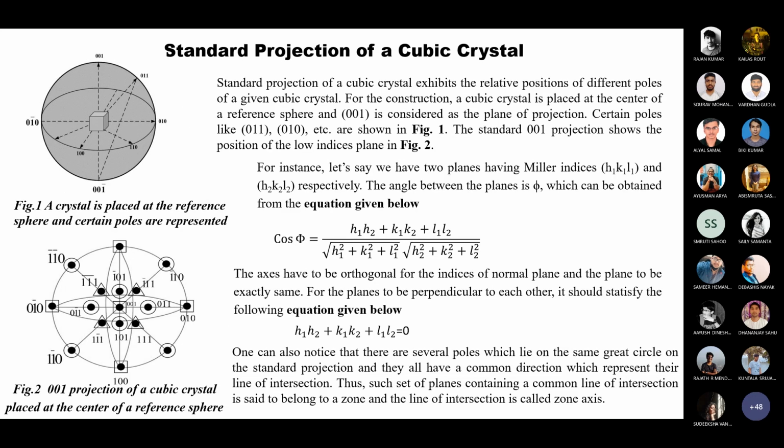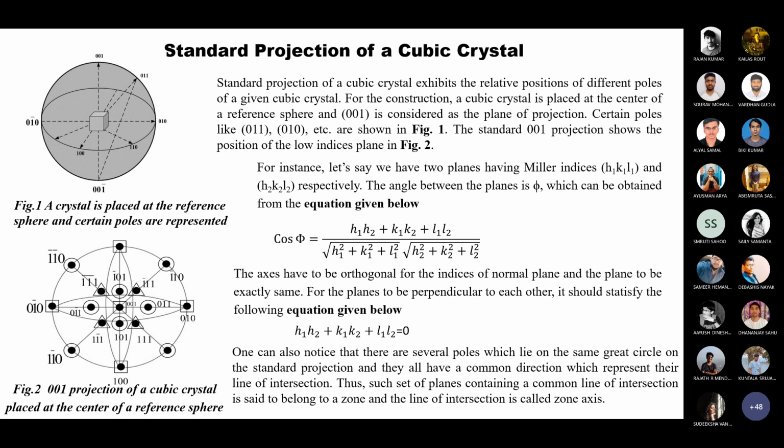This is a very standard projection of a cubic crystal, and here you can calculate the angle between two planes. This equation is based on the Miller indices. If you know the two planes' Miller indices, you can directly calculate their angular relationship based on this equation. It is direct, but you have to understand how these things are constructed. For that purpose, I have discussed all the background in today's class.